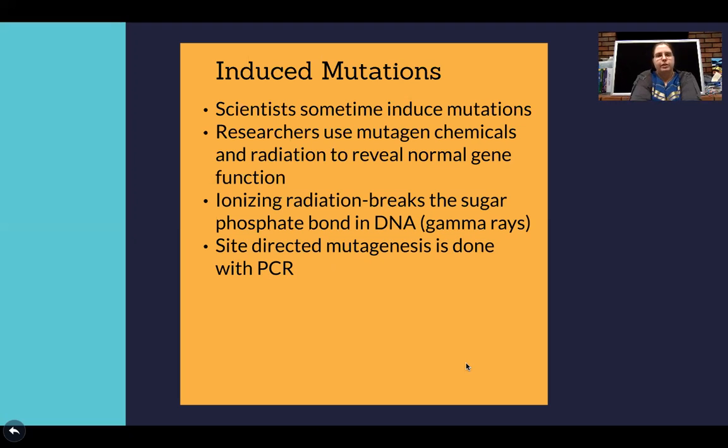You can also do site-directed mutagenesis with PCR. We've talked about PCR in the past. That's polymerase chain reaction, and that allows us to make many copies of one gene. Mutagenesis just means causing a mutation. We can cause a particular mutation in that gene that we are making multiple copies of, again, in order to research and see what kind of effect it could have.